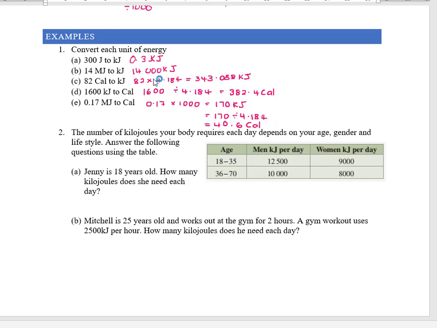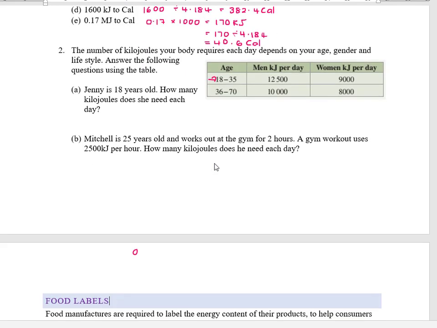Now the next part is we're just going to look at a table. It says the number of kilojoules your body requires each day depends on your age, gender, and lifestyle. Answer the following questions using the table. Jenny is 18 years old. How many kilojoules does she need each day? Well, she falls into this age group. She is a female, so she needs only 9,000 kilojoules per day. Now, Mitchell is 25 years old and he works out at a gym for 2 hours, and the workout uses 2,500 kilojoules per hour.